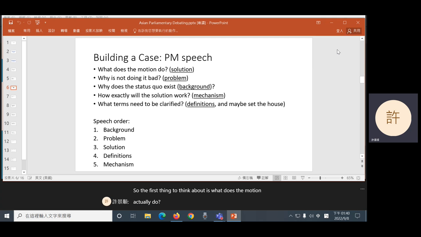Now, for easy motions, like this house would abolish homework, it's very simple. Once the motion goes through, there will be no homework. That is exactly what the motion does. This is the part of the motion that you cannot change. You cannot say, we'll have homework sometimes. You must have no homework. But sometimes the motions can be a bit more complicated.